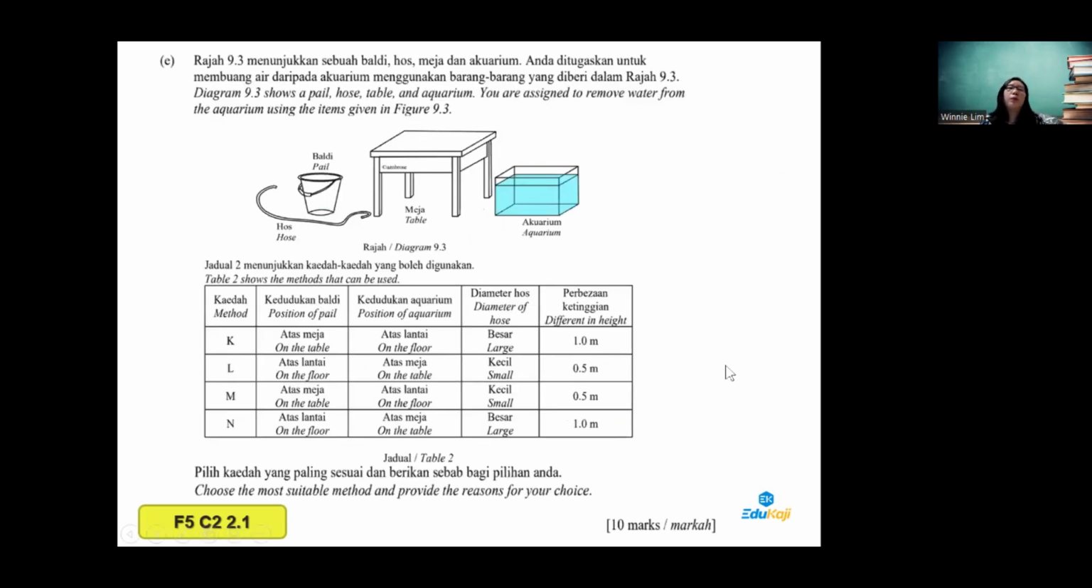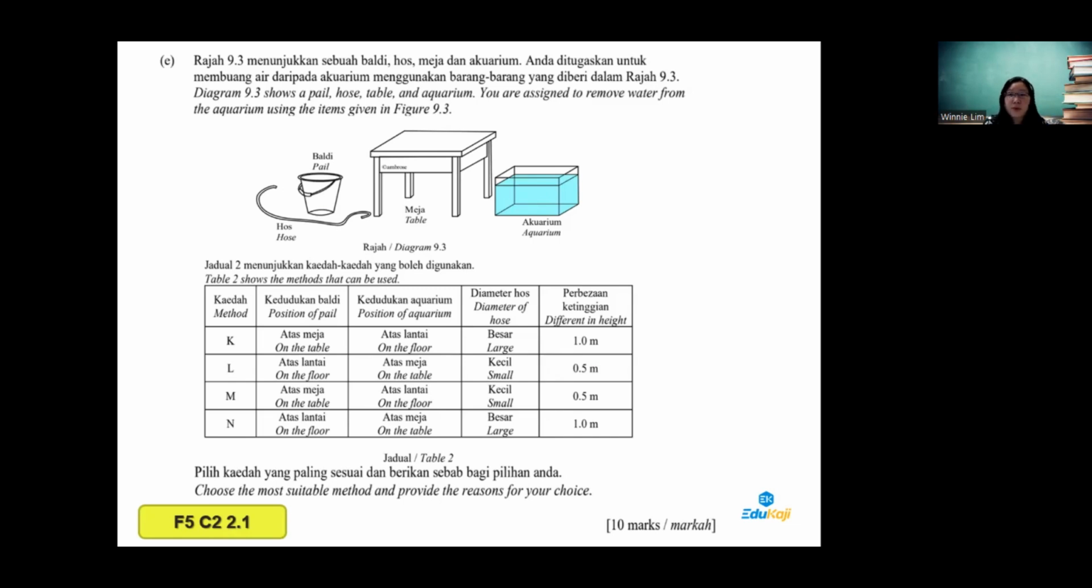Okay, next, we will always have a part on 10 marks question. And question 9 and question 10, you can choose. So read carefully which question, and only then make your choice during the exam. Diagram 9.3 shows a hose, table, and aquarium, and you are to design a way to remove water from the aquarium using the items given in figure 9.3.